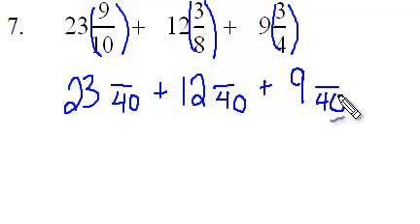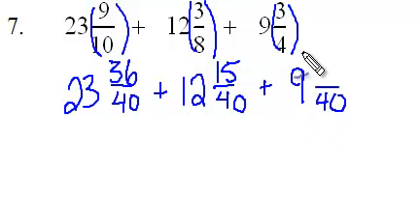Now I need to find the equivalent fraction for my new denominator. 10, well, to get from 10 to 40, I had to multiply by 4. So what I do to the denominator, I have to do to the numerator. So 9 times 4, 36. And I just write that there. To get from 8 to 40, I had to multiply by 5. So 3 times 5 is 15. And to get from 4 to 40, I had to multiply by 10, so 3 times 10 is 30.